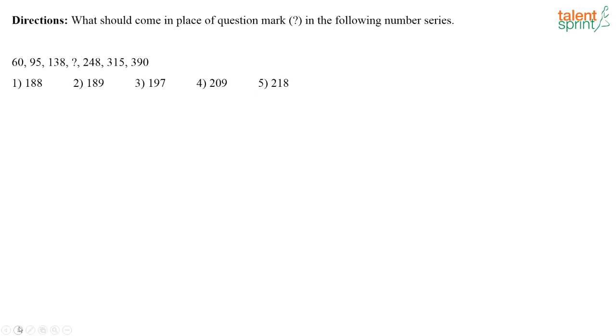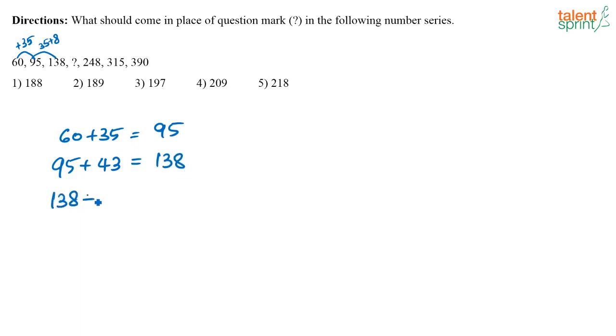60, 95, 138, question mark. See, what they have done is 60 plus 35 is 95. Now, what is 35 plus 8? 35 plus 8 is 43. So 95 plus 43 is 138, right? See, this is how they have done. Let me just write it here neatly. 60 plus 35 is equal to 95. In the next step, 35 plus 8 is 43. So 95 plus 43 is equal to 138.